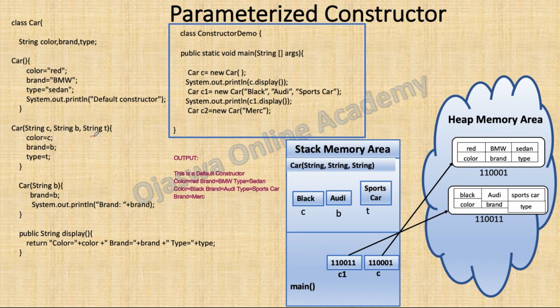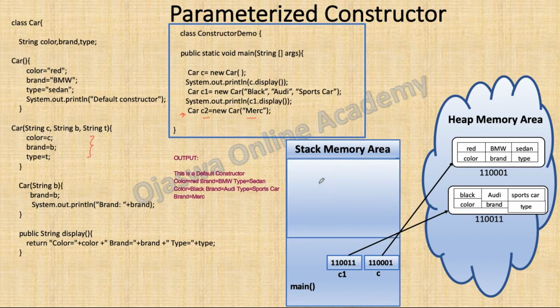So after execution of this constructor, memory reserved for its local variables will be released. Once the execution is completed, the memory inside the stack is removed and used for another execution. Here the memory is released after execution of this object.